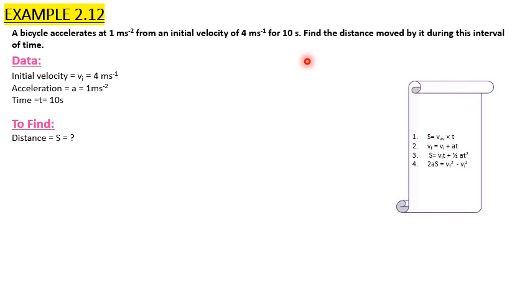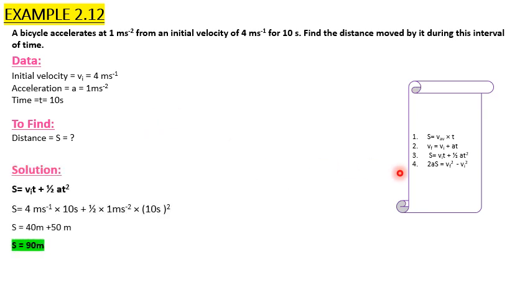Now look at the formula list. From all these three formulas, we have to choose according to the data which one is suitable for finding the distance. So the third formula is suitable because we have initial velocity, we have time, and we have acceleration as well. So we can easily find the distance. S is equal to Vit plus half At square. By putting the values in this formula, we will get distance is equal to 90 meters.